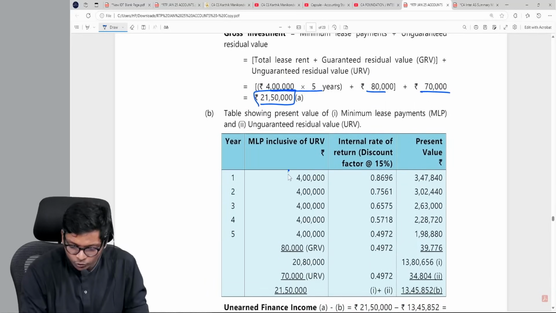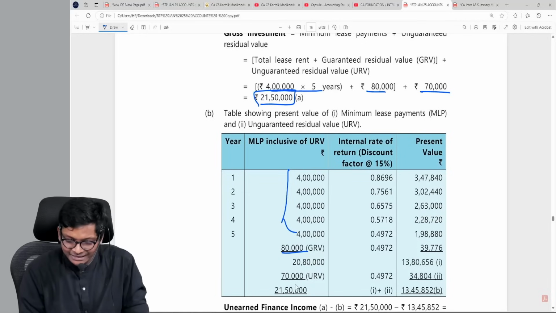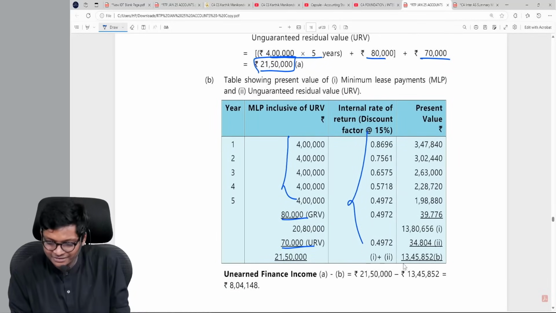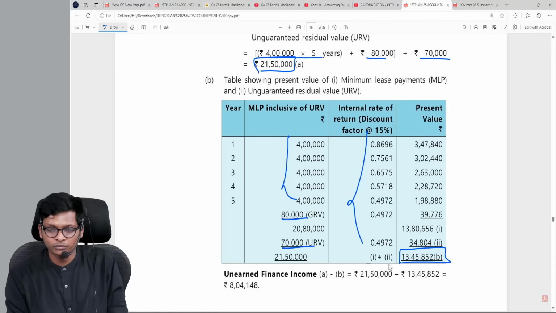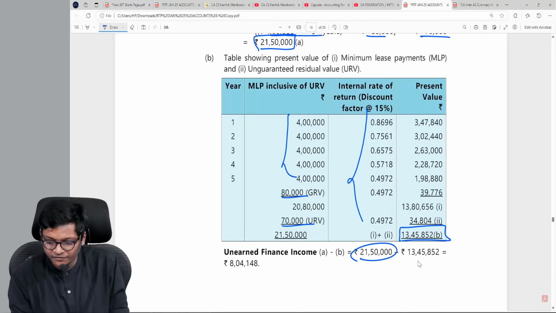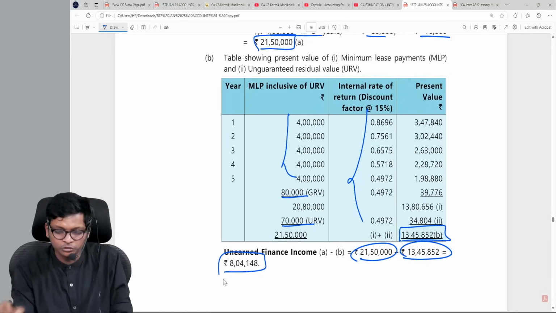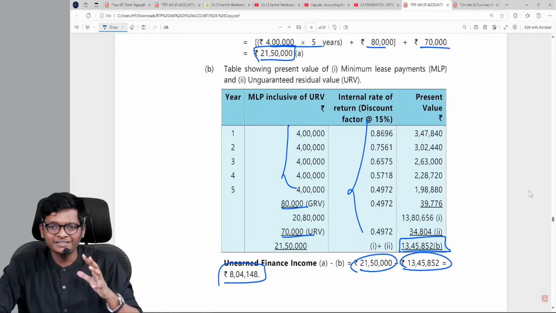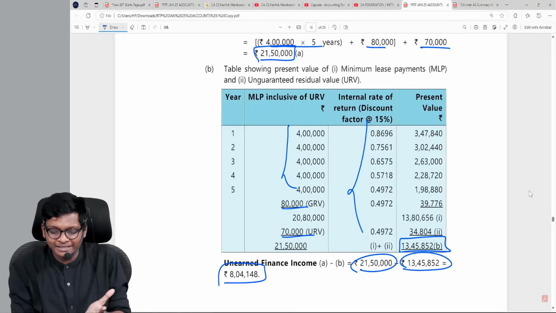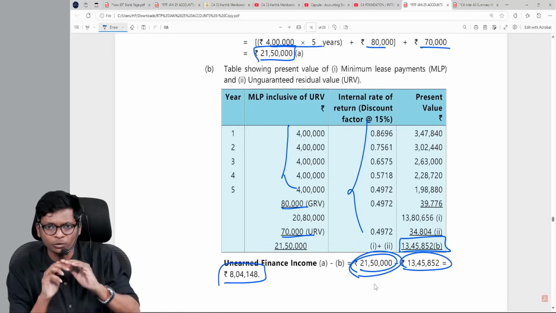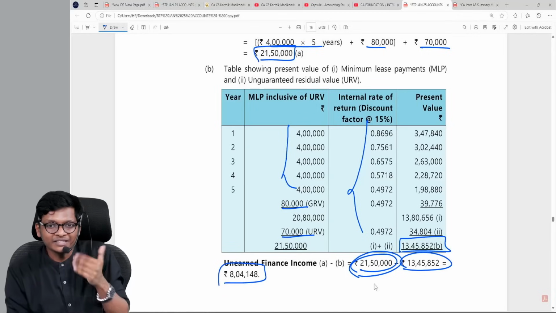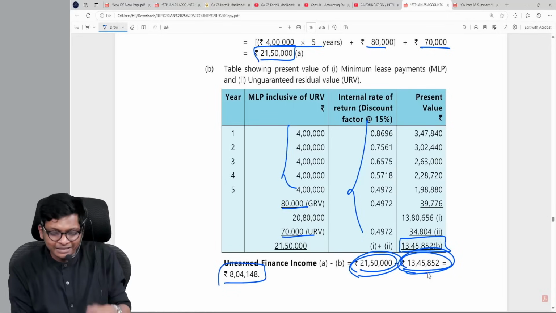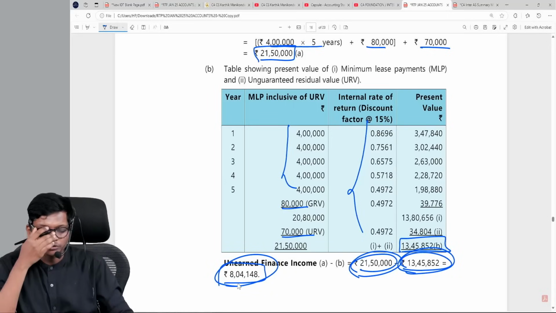Then for the same values, 4 lakhs into 5 plus 80 and plus 70, you have to find the present value. So the present value of this is 13 lakh 45,000. Therefore, 21 lakh 50 minus 13 lakh 45, 8 lakh 4,148 is the unearned finance income. The logic is basically the maximum return I can get in this is 21 lakh 50,000 without considering time value of money. With considering time value of money, present value is 13 lakh 45. So the interest income for me is 8 lakh 4,148.